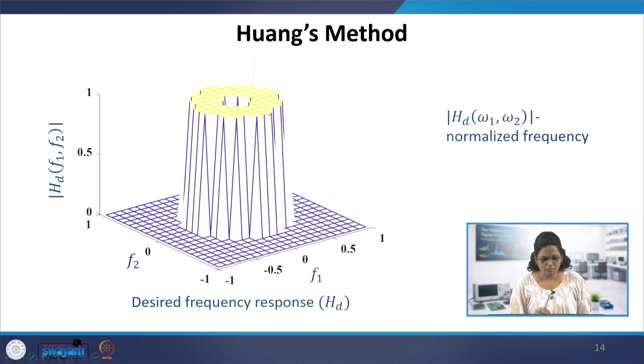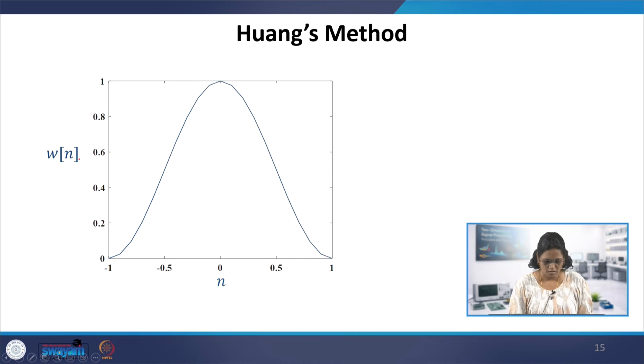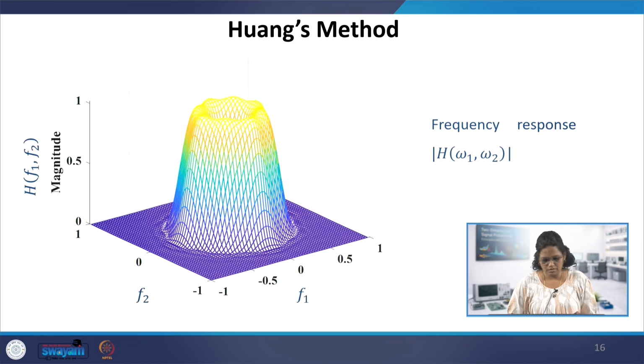For HD and the window function, what we used is w(n) for n, and this is a continuous plot, but there are samples of only 21. The number of samples taken for this Hanning window is 21. Using this window, the response we got is the 2D FIR filter response, H of F1 comma F2, or H of omega 1, omega 2. That's the frequency response of the filter designed with the fwind1 built-in function. This is the frequency response with the Hanning window.